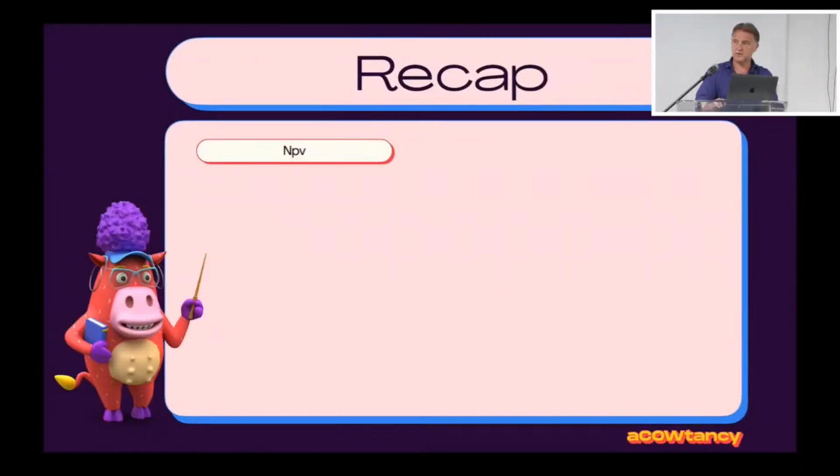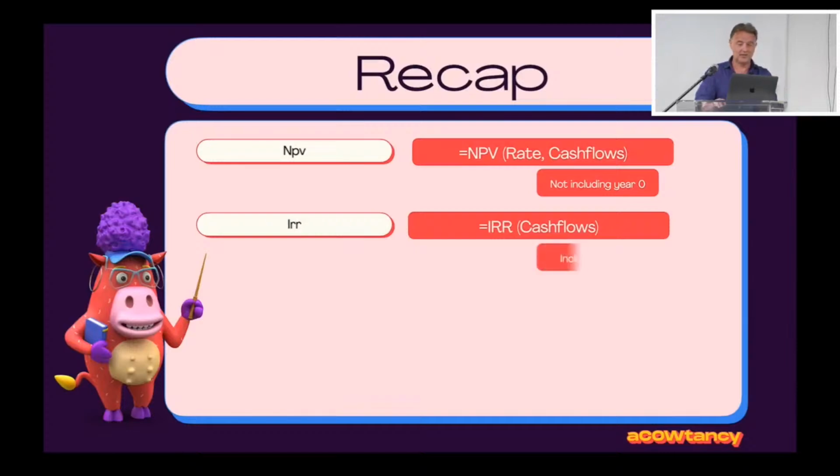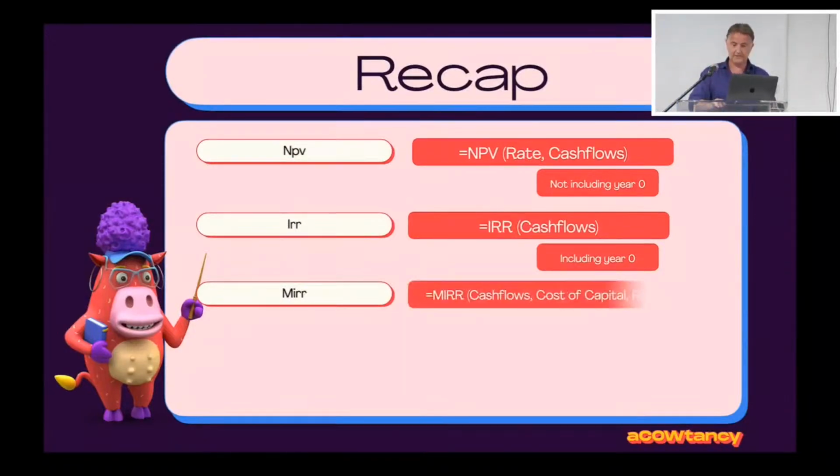NPV, let's get through this quickly then. Equals NPV, rate, cash flow. You already know what the answer was to the question before I asked it. Good. IRR equals IRR, cash flows. Do you include year zero? Yes, you do. MIRR equals MIRR, cash flows, comma, cost of capital, comma, reinvestment rate. Do you include year zero? Yes, you do.